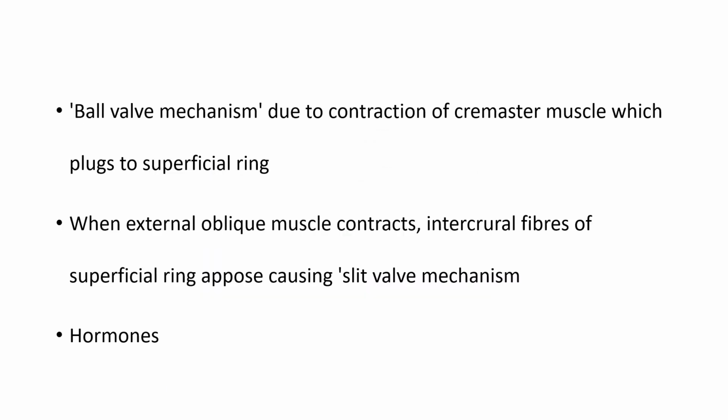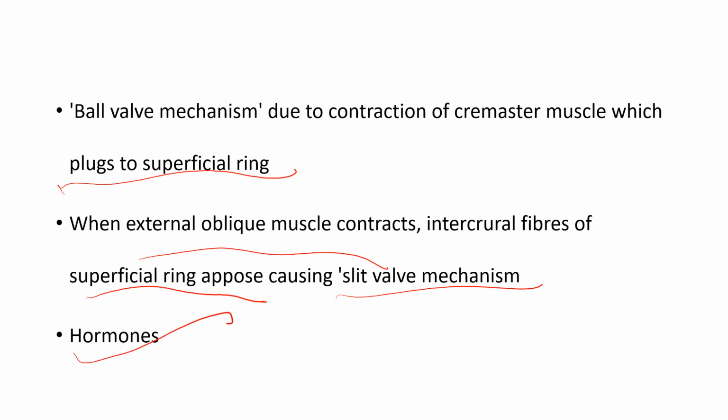Next is the ball valve mechanism, due to contraction of the cremaster muscle, which plugs the superficial ring. When the external oblique muscle contracts, the intercrural fibers of the superficial ring oppose, causing a slit valve mechanism. And next is hormones.